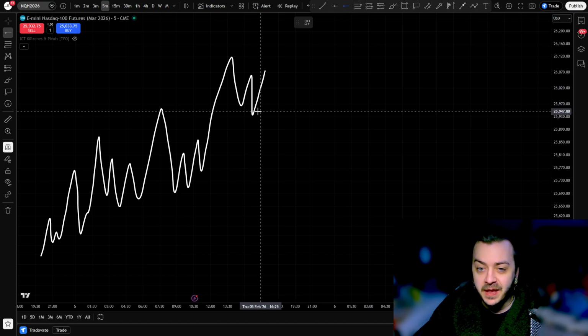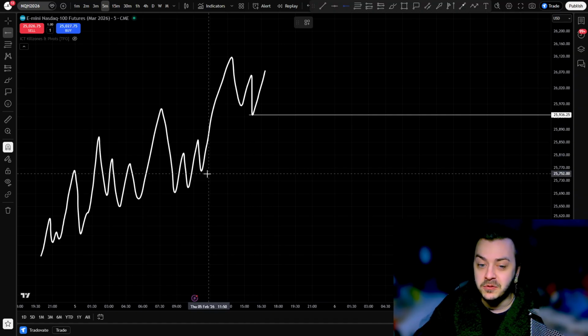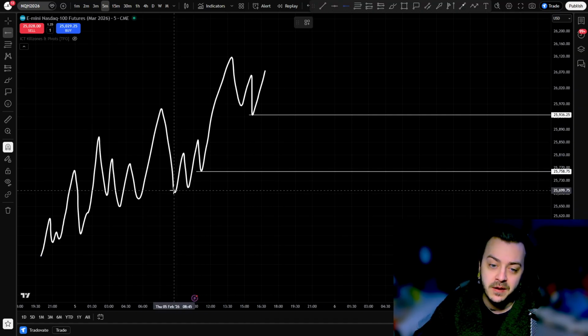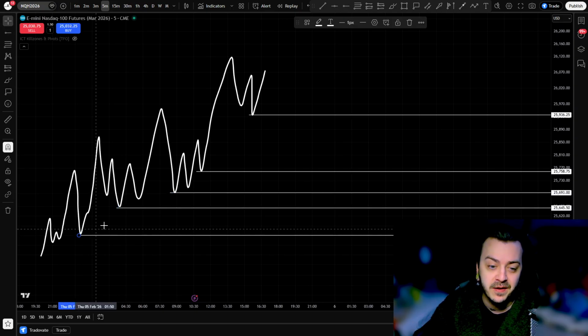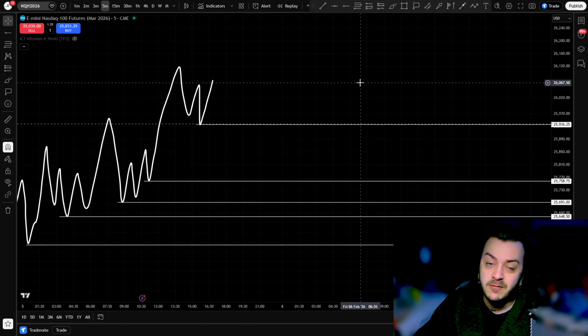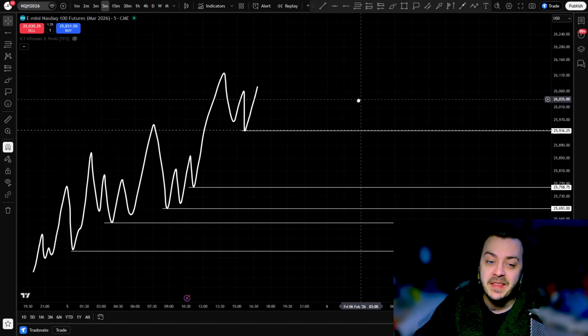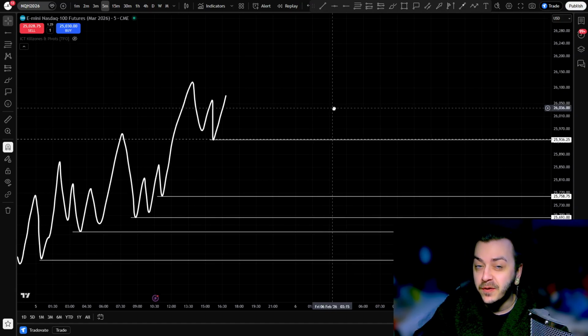All I'll do every day, and I do post this in the private Discord down below by the way, is I'll just go and mark out all these obvious swing lows on like the 5 minute or something. Really easy to do, takes you like 5 seconds, and then I'll just set alerts at these levels. Really couldn't be simpler. Then I just wait for these levels to get hit, and then I look for trades from these areas.